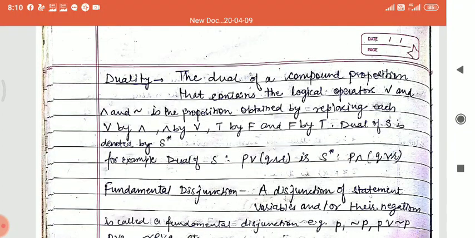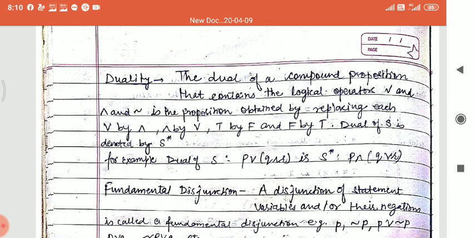Good morning to all. This is the next lecture on proposition and logic. Next we are doing the principle of duality. The duality principle says that we can write compound proposition expressions into dual form.